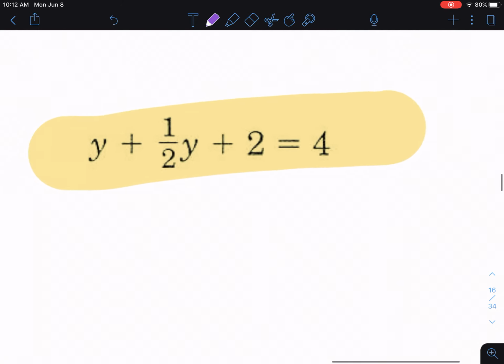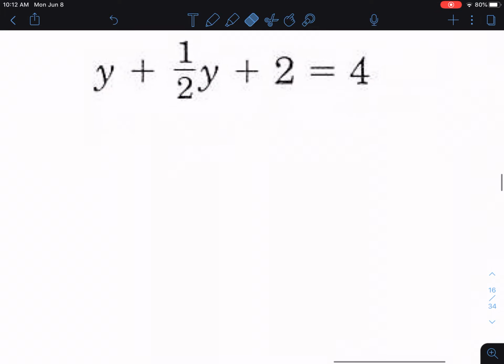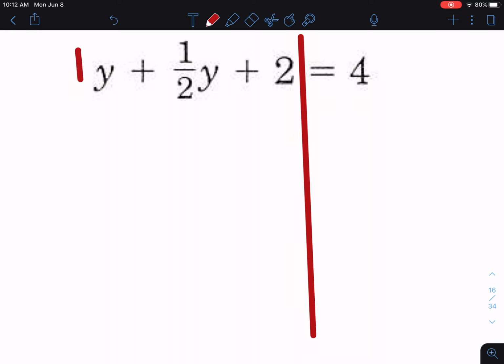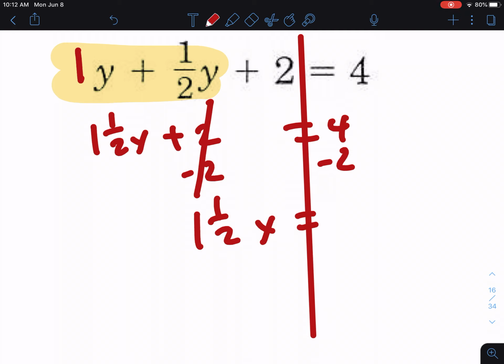Next one, last problem, second row. First, I'm going to draw my dividing wall. Then I'm going to put an invisible 1 in front of that y. Now I see that I have these y's that I need to combine. They're like terms, so I have 1y plus 1/2 y is 1 and 1/2 y plus 2 equals 4. Got to get that y all alone, but the first thing I have to move is that 2. So instead of adding 2, I'm subtracting 2 from both sides. So I have 1 and 1/2 y equals 4 minus 2 is 2.